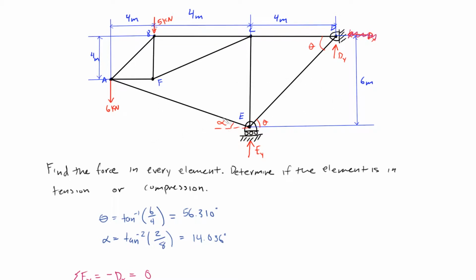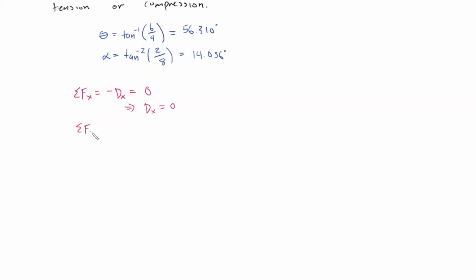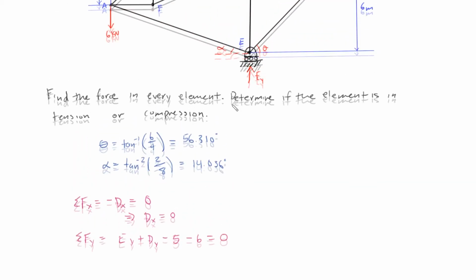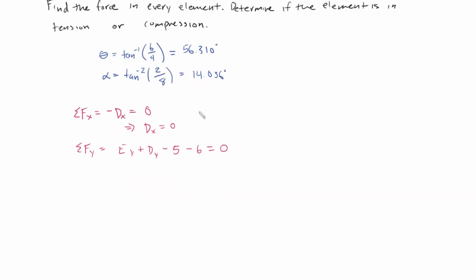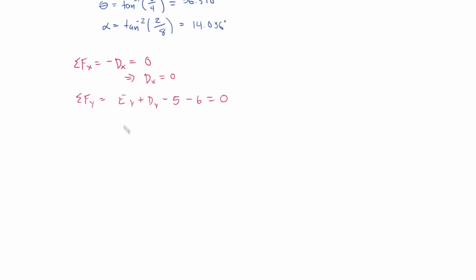So now we look at the sum of the forces in the y direction. What we have is EY plus DY minus 5 kilonewtons minus 6 kilonewtons equals 0. If you're wondering where I get that, it's from this diagram. So plus DY plus EY minus 5 minus 6. And we could set up an equation. So it'll be EY plus DY equals 11, and this is in kilonewtons.